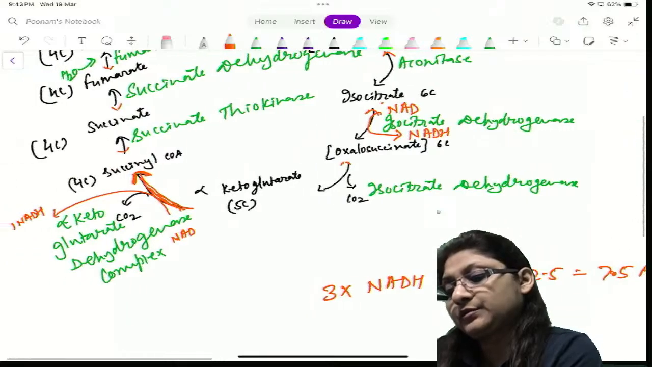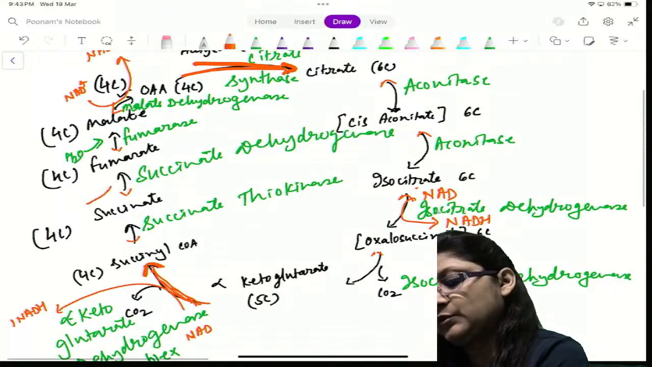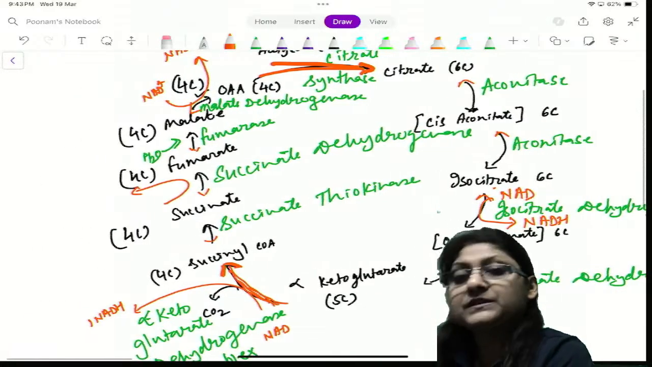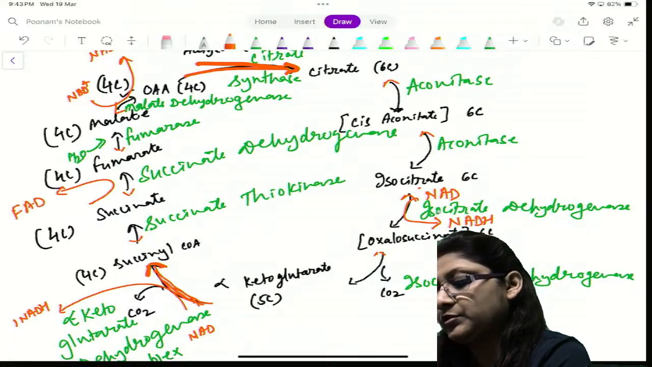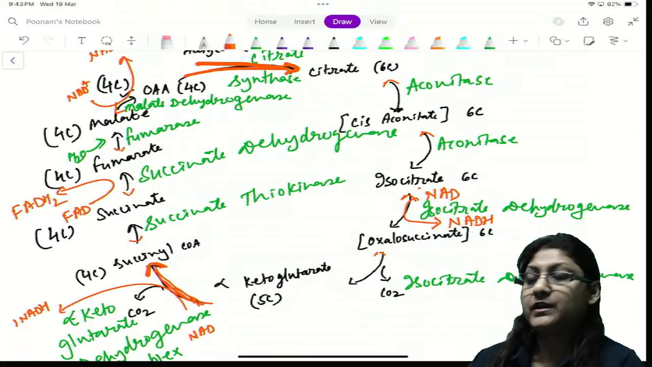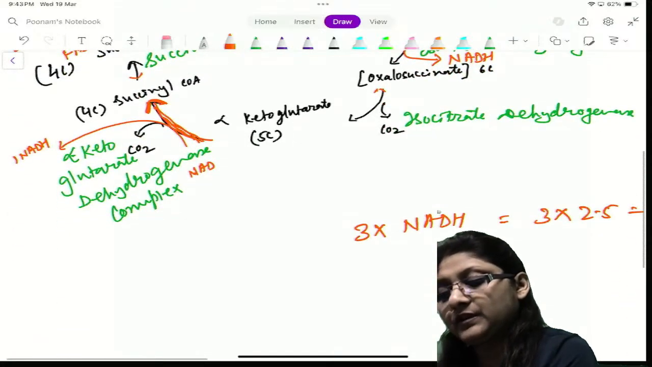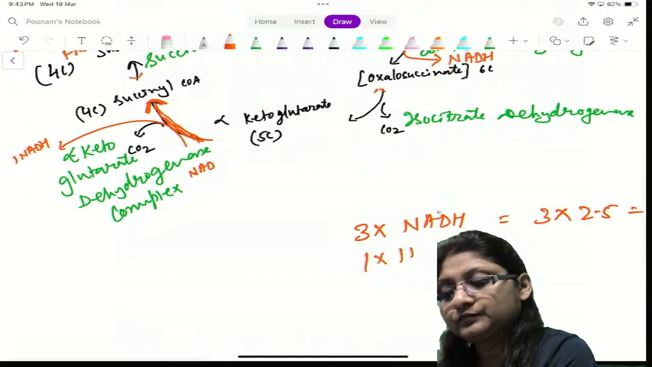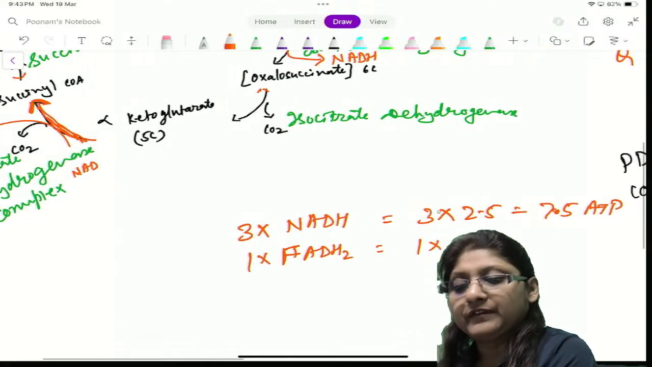There is only 1 position where 1 FADH2 is generated, and that particular enzyme you must never forget. That's going to be succinate dehydrogenase enzyme. That's going to generate you 1 molecule of FADH2 here, because the coenzyme required for succinate dehydrogenase is FAD. So that is going to generate you 1 FADH2. And 1 FADH2 generates 1.5 ATP. So this is going to be 1.5 ATP.